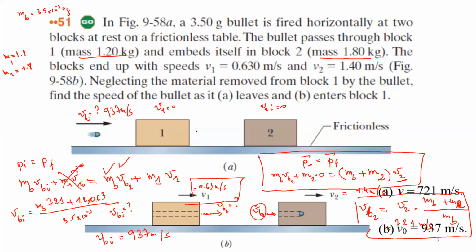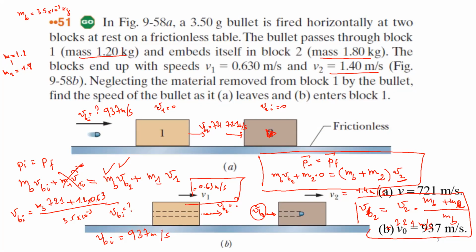It enters here and gets out with a VB2, which is 721, and it will enter here with the same velocity, 721 meters per second, and then it will be embedded here, and everything will move at this velocity V2, which is 1.4. Okay, good.